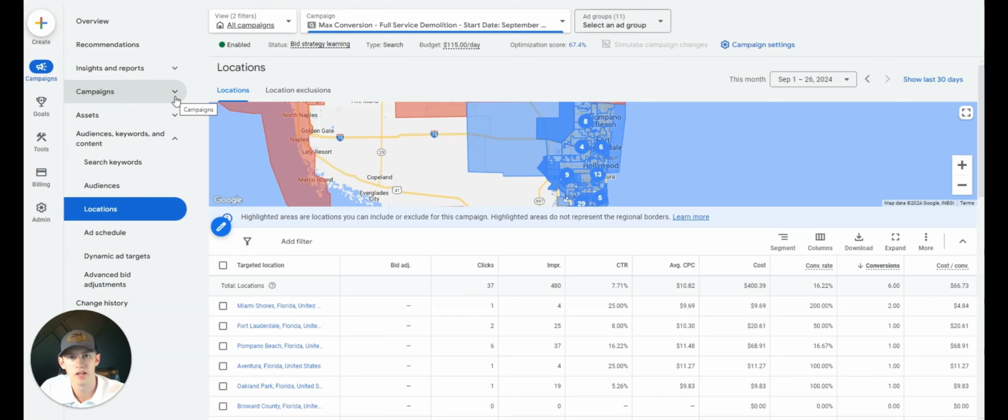Now, let's jump over to the landing page. I'll walk you guys through our demolition landing page and walk you through the anatomy of it and how you guys can utilize a similar landing page in order to be successful for your demolition company. All right, guys, so here we have a demolition landing page, and I'm going to walk you through the anatomy of this landing page and why it works so well.